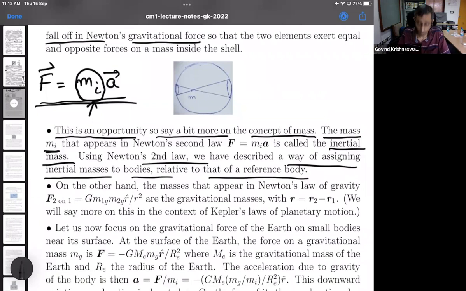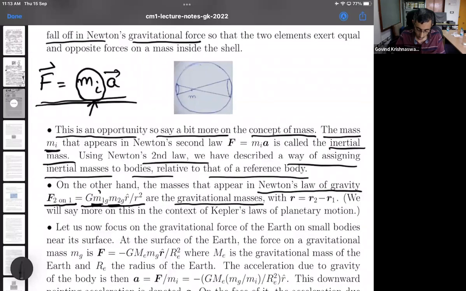Now we have another concept, because just now we have stated Newton's law of gravity. It says that the force of mass 2 on mass 1 is G times product of masses divided by square of distance times the unit vector. Now the quantities that appear here are called gravitational masses. In principle, it is some parameter. A priori, there is no reason to believe or assume that the masses that appear here are the same as the masses that appear in Newton's second law. So we will allow them to be different. The gravitational mass is the mass that appears in Newton's law of gravity.